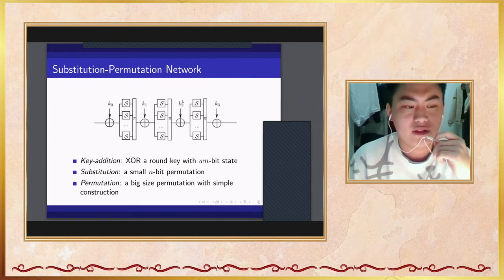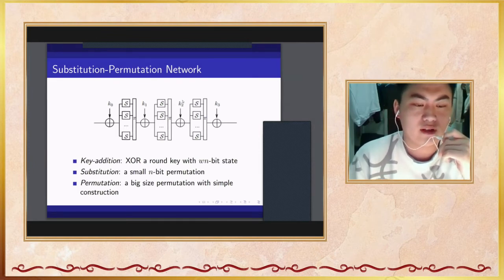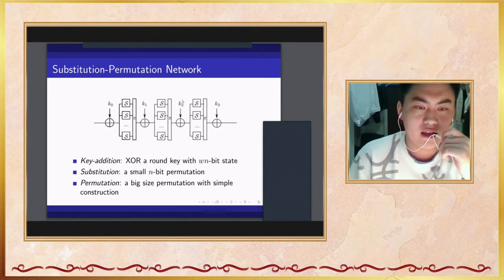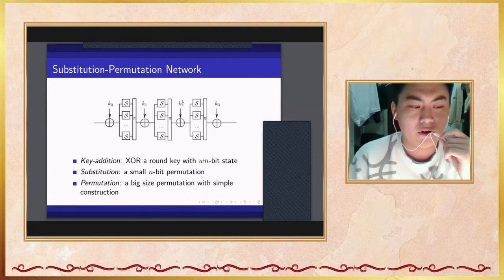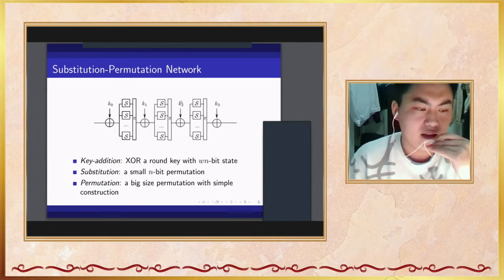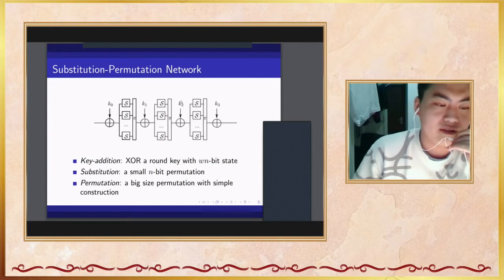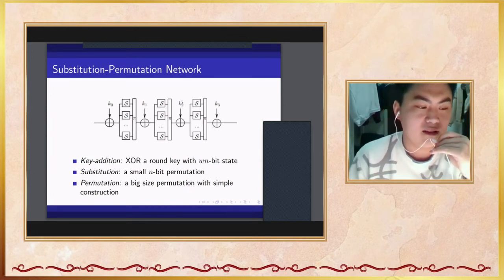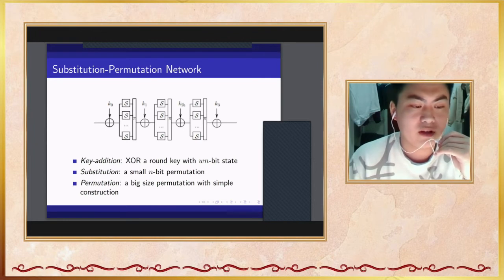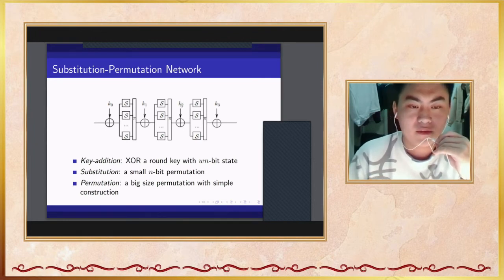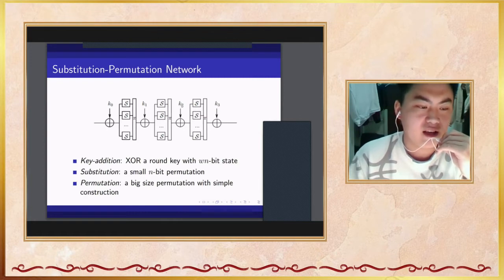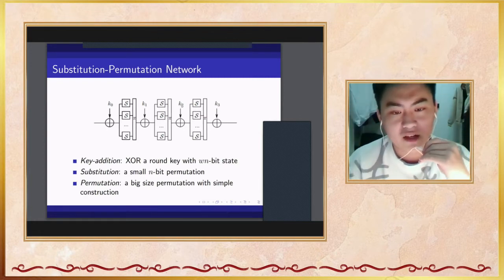First, let us introduce the definition of substitution permutation network. We call it SPN for short. Concretely, SPN yields a wn-bit block cipher by iterating the following three steps. The first is key addition by XOR of a round key with the wn-bit state. Second is substitution. It breaks down the wn-bit state into disjoint chunks of n bits and evaluates a small bit permutation, typically called an S-box, on each chunk. The last one is permutation. It applies a big-size permutation with simple construction.